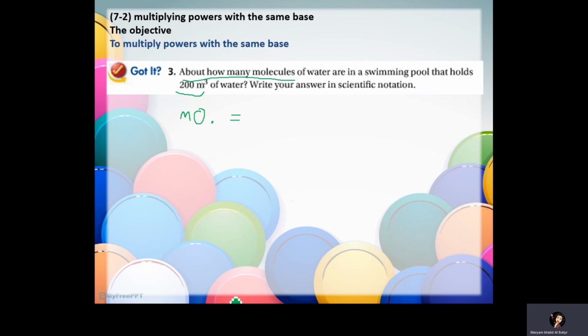But I don't want to spend a long time just writing. So we have this 200, and I'm going to use exactly the same numbers given in the previous part, which is 9.98 times 10 to the power 5, times 3.34 times 10 to the power 22. That's what we had from the previous example.